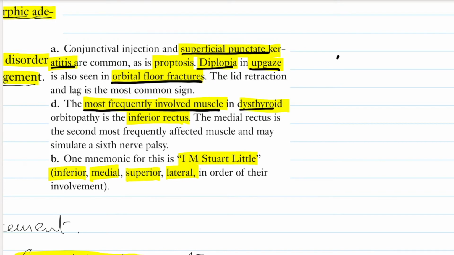So the most frequently involved muscle in orbitopathies is generally the inferior rectus. This can be remembered with the mnemonic I am Stuart Little: I for inferior, M for medial, Stuart for superior, and Little for lateral, in order of their respective involvement.